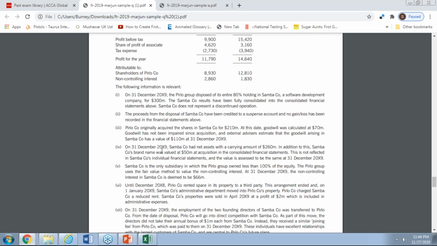On the 31st December, the Samba's net assets carrying amount is 260, and this was for the calculation of gain or loss. Samba is only a subsidiary in which the Pillu owned less than 100% of the entity. The Pillu group uses the fair value method. First, you have to identify from this statement that the Pillu has got more than one subsidiary, and Samba is one of the subsidiaries in which it has 80% shares, and all other subsidiaries are 100% owned subsidiaries. And it says that the value of the non-controlling interest is 66.